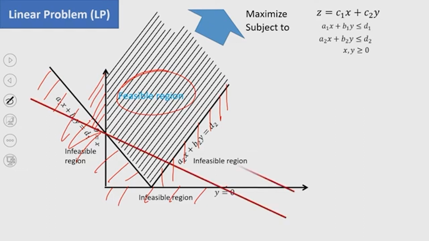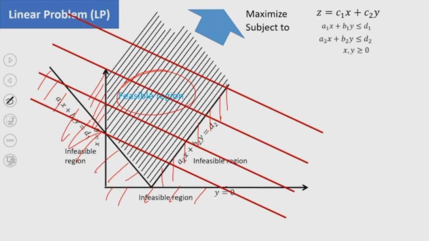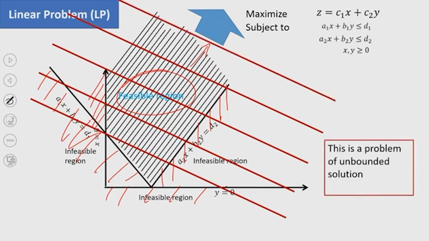Now, if I take any z, then basically we can continue. Okay. So, there is no limit, I can go up to infinity in this case. Therefore, this particular problem is an unbounded problem, a problem of unbounded solution. That means the solution will be infinity. So, you can go along that direction and there is no bounding. So, we can say that this particular problem is an unbounded problem.